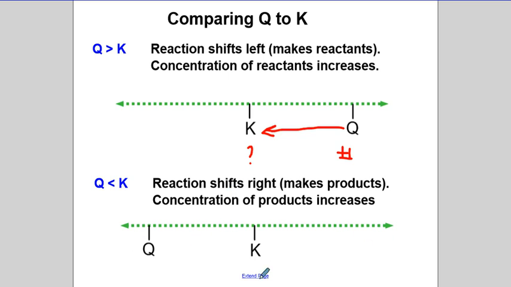And again, if we put these on a number line, well, here's K in the center. We put Q over here because it has to be smaller than K. And so it needs to go this direction. So this is telling us that this reaction needs to shift right. And essentially the reaction is going to follow the rightward arrow.